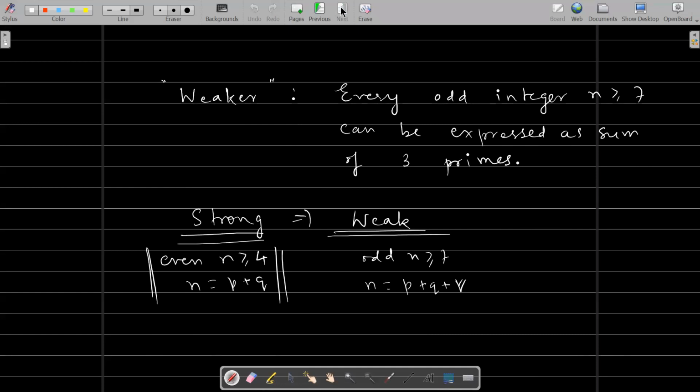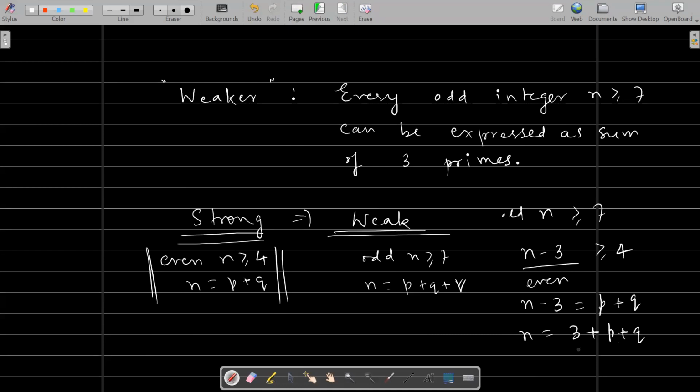So I think Shreya told the proof quickly with this one. Suppose my n is odd and greater than 7. You look at n minus 3, that is even and greater than 4. Therefore, by the strong principle, I can write n minus 3 as a sum of two primes, p plus q, which implies I can write n as 3 plus p plus q. So I can write every odd number greater than 7 as a sum of three primes.